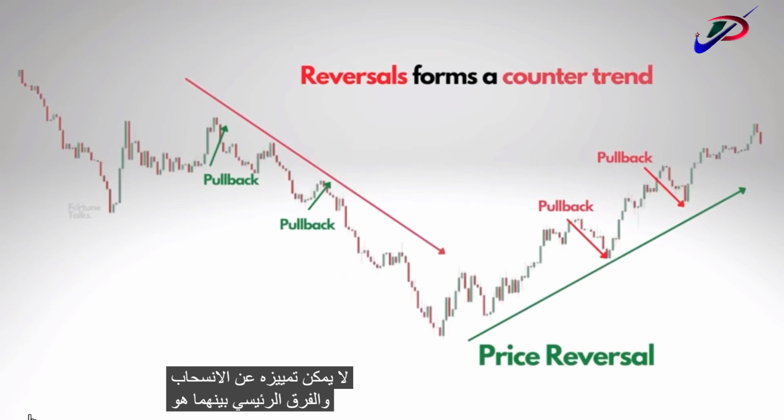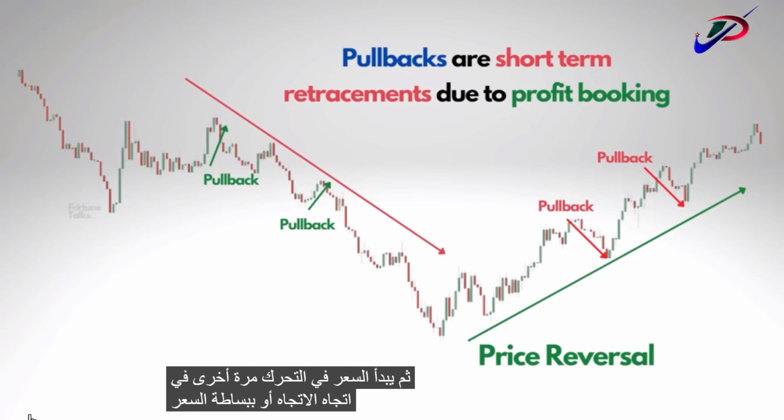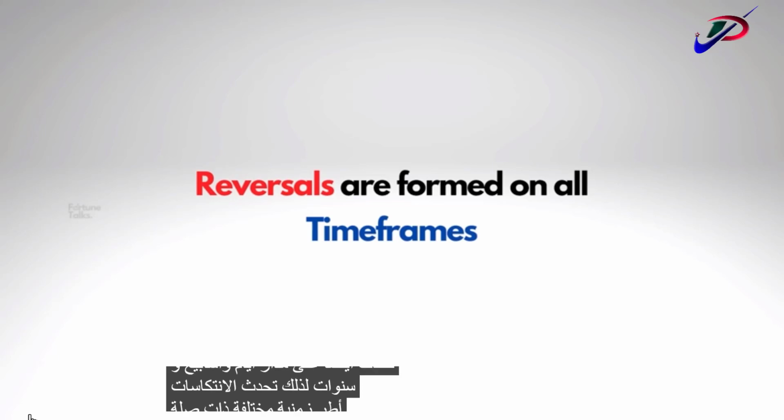And the main difference between them is that a reversal keeps going and forms a new trend while the pullback ends and then the price starts moving back in the trending direction, or simply the price will continue with its previous trend. Reversals often occur in intraday trading and happen rather quickly, but they also occur over days, weeks and years. Therefore, reversals occur on different time frames which are relevant to different traders.